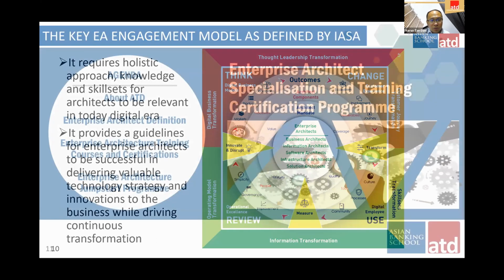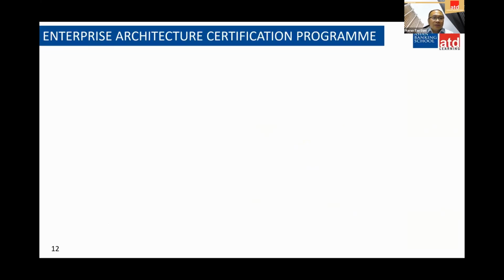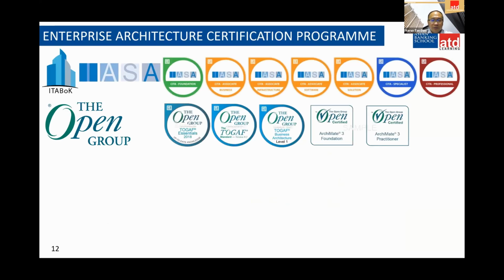So for the next one, we go through quickly the architecture training courses and certifications, where I think we have a joint program with the Asian Banking School. So these are the certifications. The first one is from the ISA.